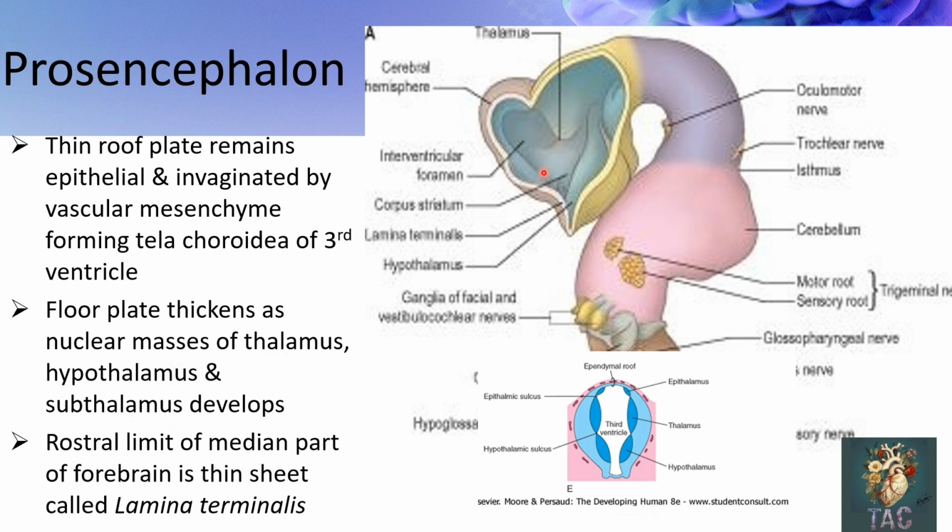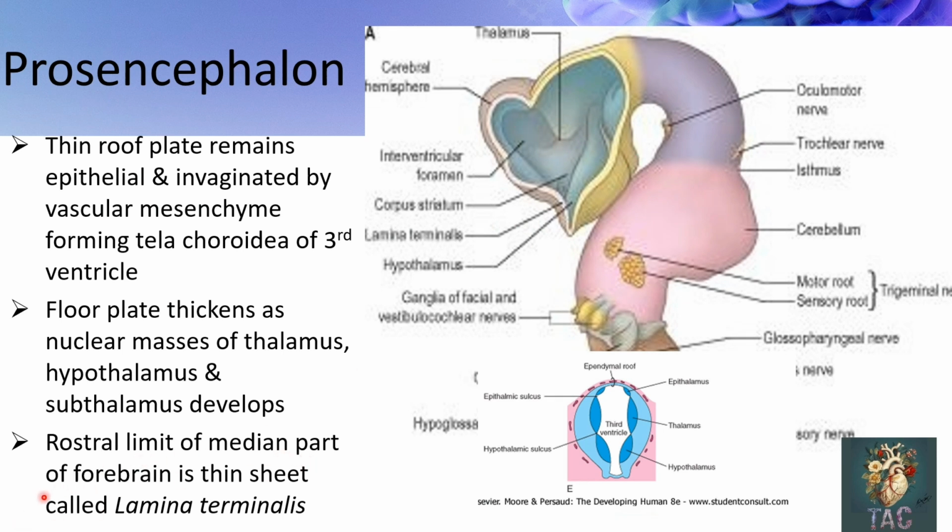So in this diagram you can see this is the area of the developing thalamus. This is the area where the interventricular foramen, or foramen of Monro, will be present. This is the area of developing corpus striatum. This is the area of developing hypothalamus, and here will be the area of developing epithalamus. This is the rostral limit of the most cranial part of the diencephalon. This is called the lamina terminalis. So these are the different areas.